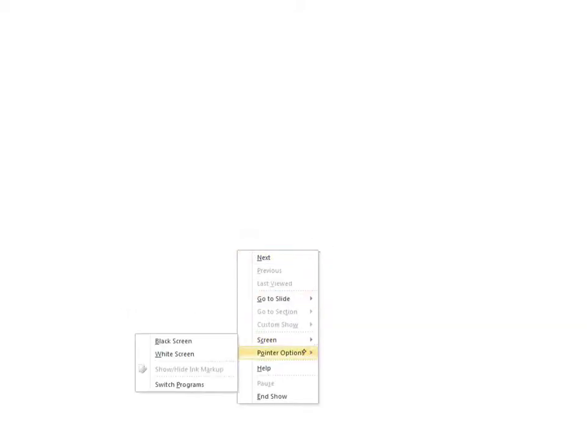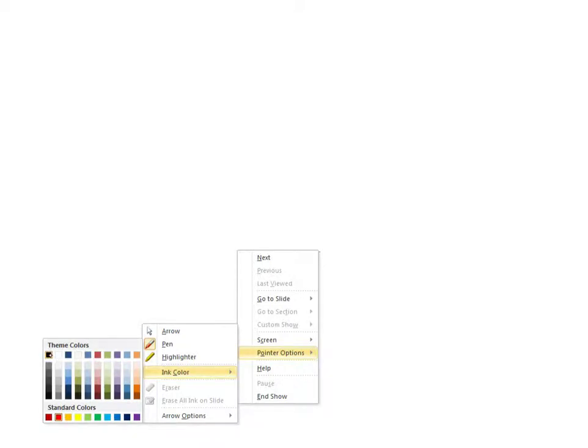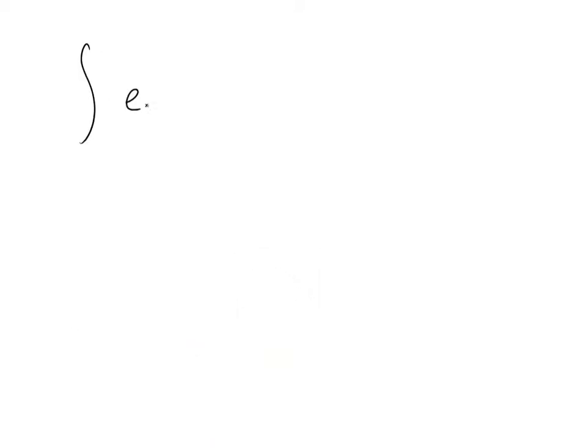Hello everyone. Today I'm going to show you how to calculate the integral of e to the power of cosine x times sine x dx. Okay, so you can solve this integral using the substitution rule.